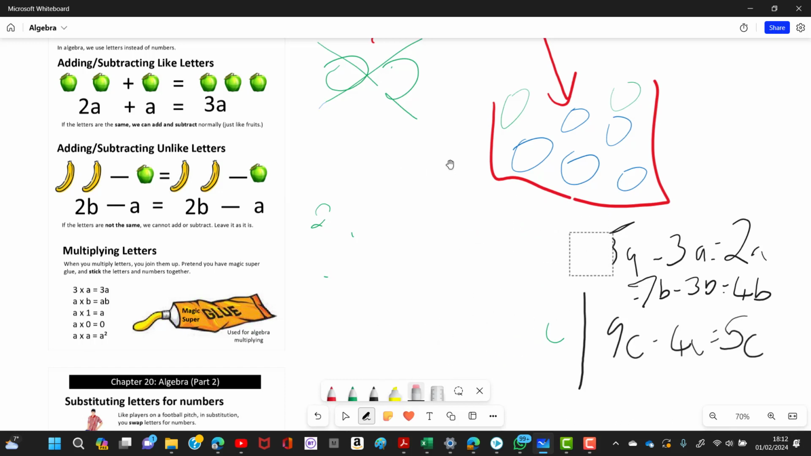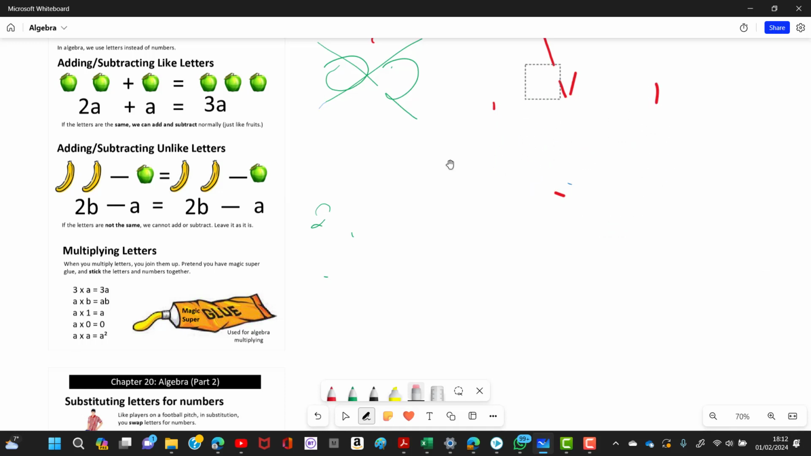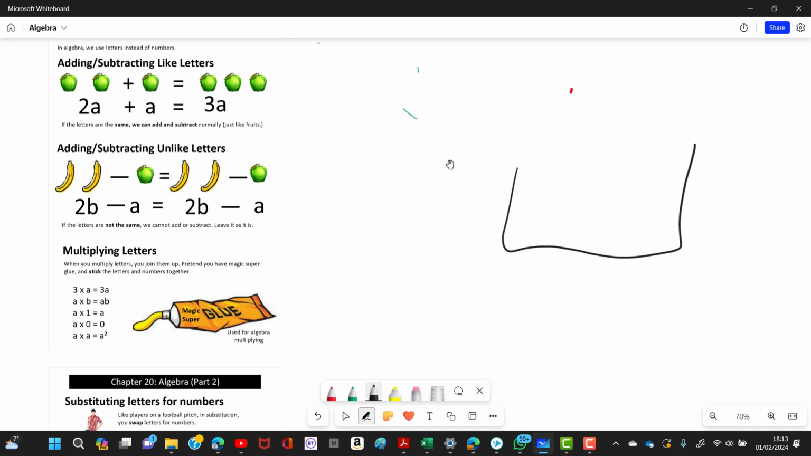But what happens if you try to add and subtract different letters? We'll just draw that. Again, let's draw a diagram, an analogy to help us. Let's say in this basket, we have 3 apples.